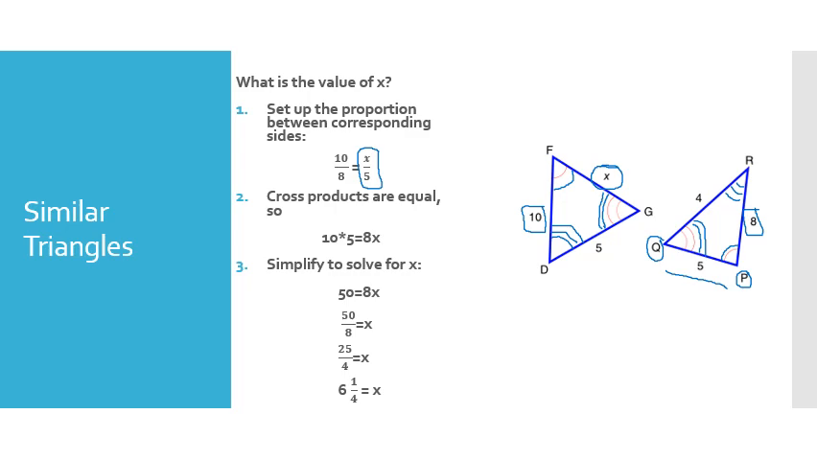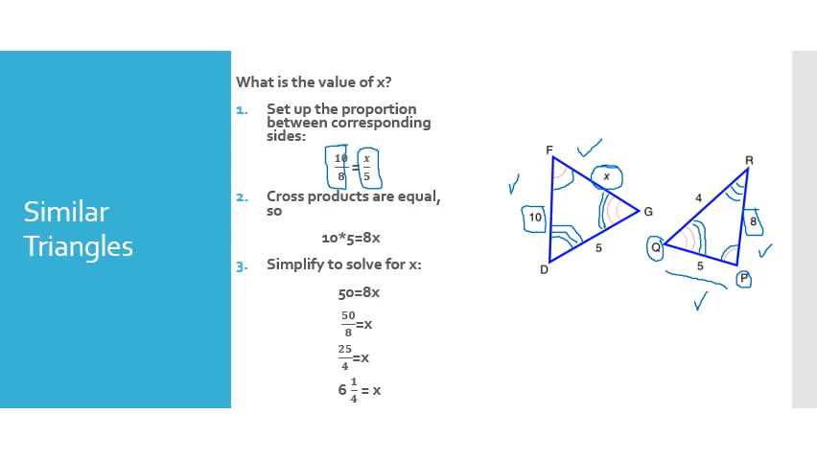Now make sure that you do these in the same order. I had X on top from the FGD triangle over the PQR triangle, and I want to keep the same order from the DFG triangle to the PQR triangle. Both would be on the bottom. So once we set up two ratios that are equal to each other, that is called a proportion, and I know that the cross products are equal in a proportion.